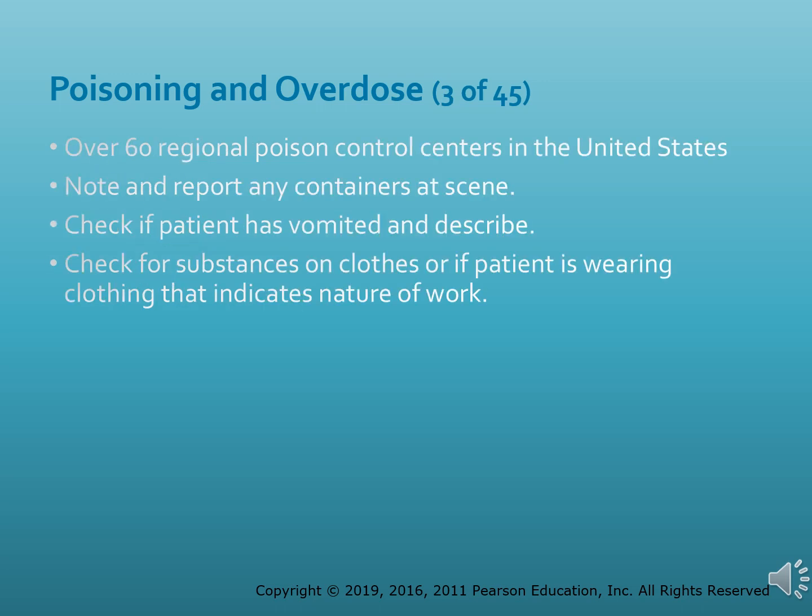As far as Poison Control Center goes, it was historically marketed toward the general public, but poison control centers are invaluable resources to responders. If you are out on a scene, make sure that you contact them and have them answer your questions. There are currently over 60 regional poison control centers in the United States. You want to note and report any containers at the scene, check if the patient has vomited and describe that to them, and check for any substance on the clothes or if the patient is wearing clothing that indicates the nature of their work.